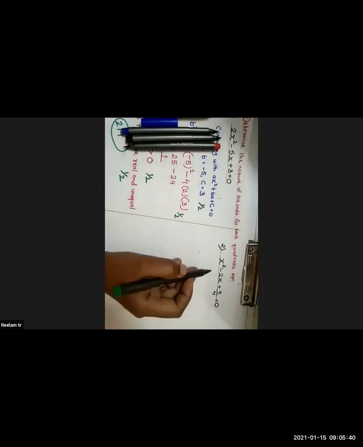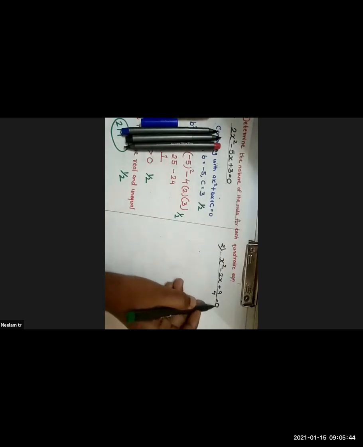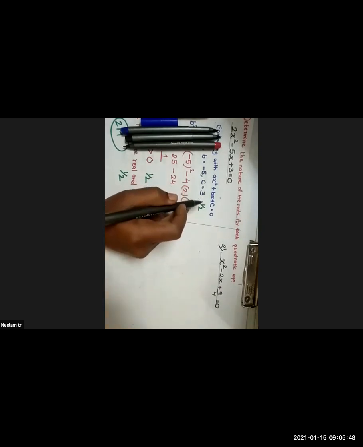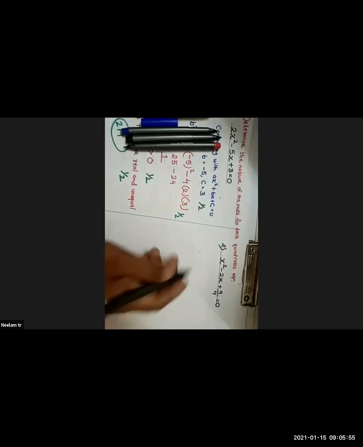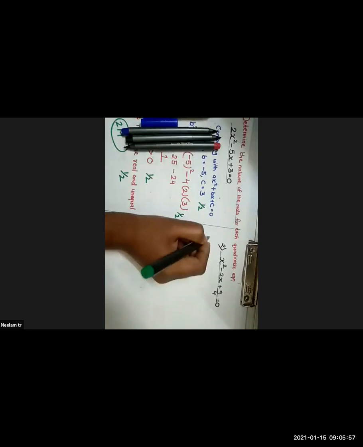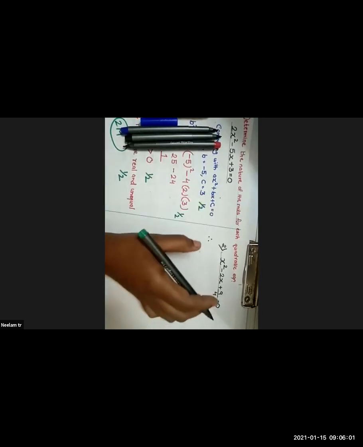Let's see the second example. The second example is x square minus 2x plus 9 by 4 is equal to 0. This is similar to this one. Now what are you going to do? Compare with ax square plus bx plus c is equal to 0. This is a very easy step.